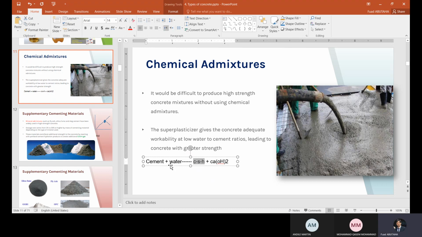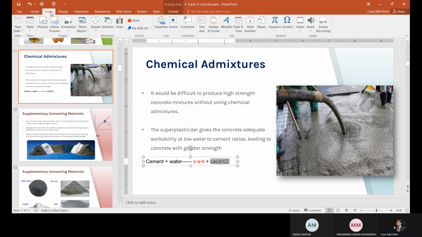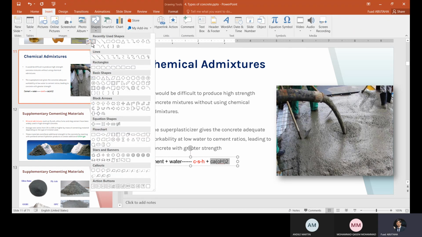As a result of this reaction, 75% of the outcome of the reaction is calcium silica hydrate, and we have 25% calcium hydroxide. So this is the source of the strength that we need to focus on, and this is just an outcome from this reaction. I have 25%.